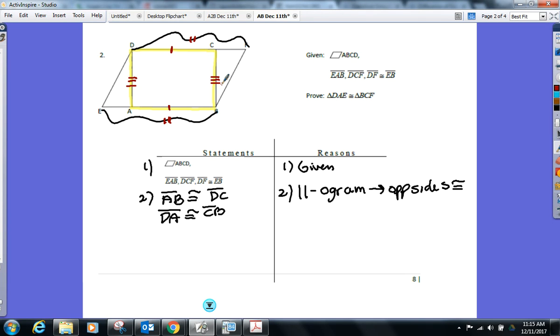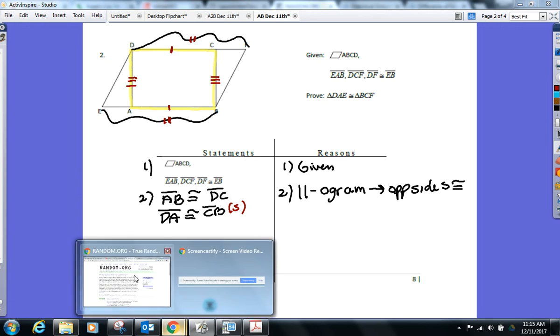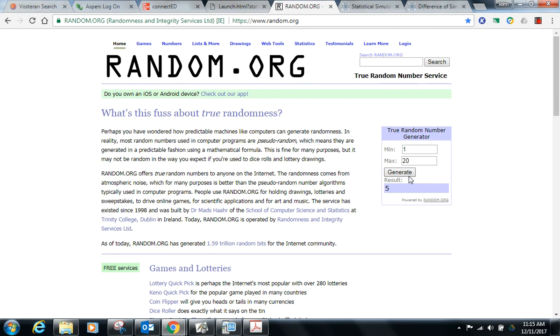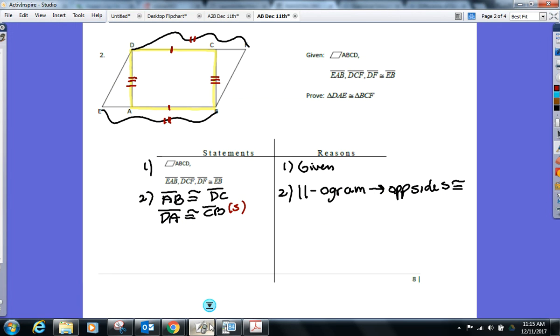Still looking for where Sean was going with his ABDC business. Okay, still trying to figure out where he's going. So we got a full pair of sides right there, DA and CB. All right, let's keep going. You can let me know where you think Sean was going or give me something else. 5.